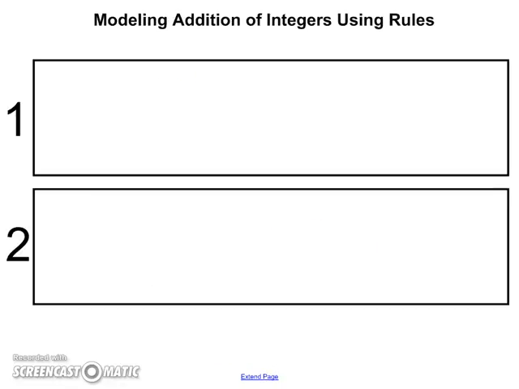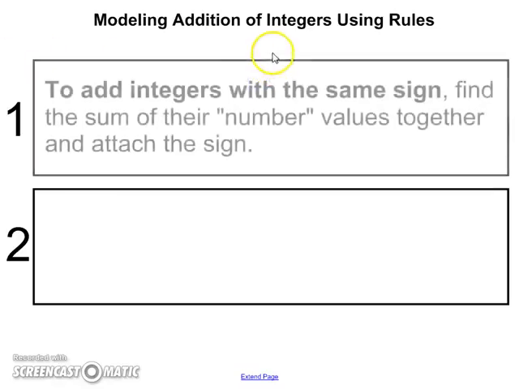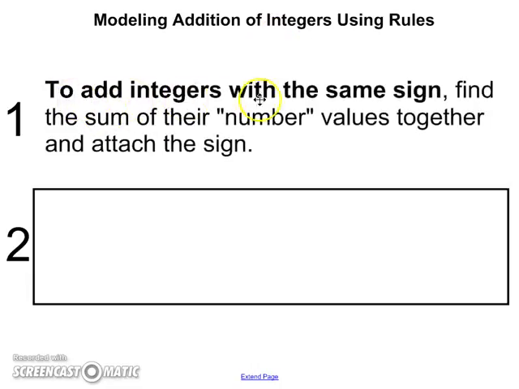I am a rule kind of a guy. That's just sort of the way that my mind works, so I prefer to use the rules. So now we're going to model using rules, and basically there are two rules that come into play. To add integers with the same sign, find the sum of their number values, that would be the absolute values, together, and then attach the sign.